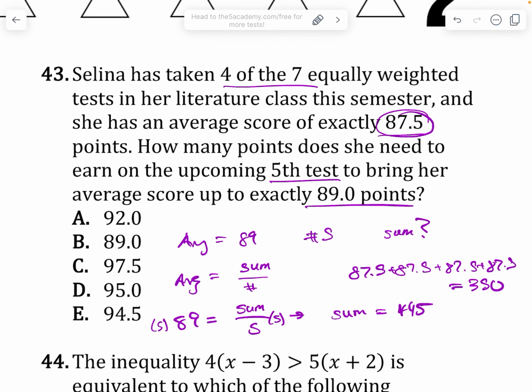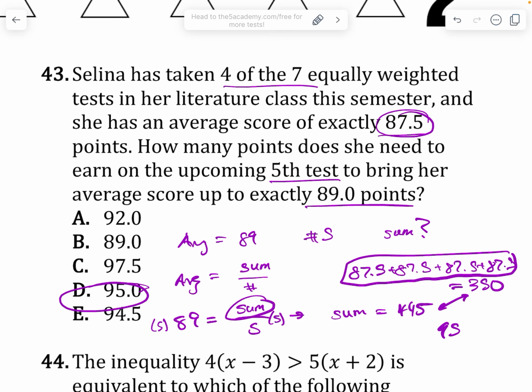350. Okay, so what's the difference between these 2 points? That's essentially what I need to earn on that 5th test. So 445 minus 350 is going to give me 95. That's the answer right there, okay? So you're just, again, playing around with that sum. I set everything to be an easy value for me, which meets the requirement of an average of 87.5, which means the sum is going to be 350. And then I found the difference between that and my desired sum.